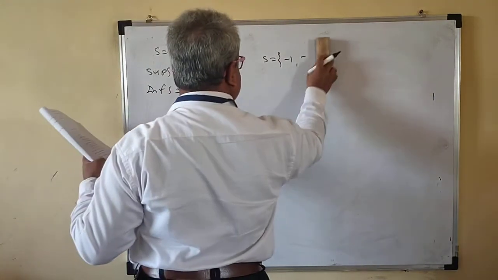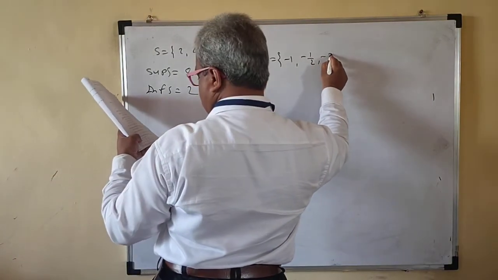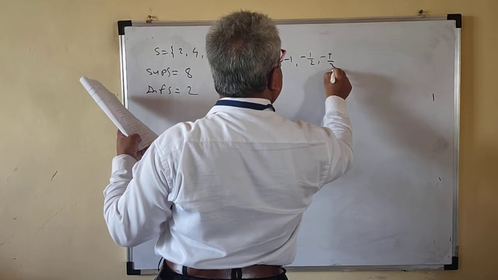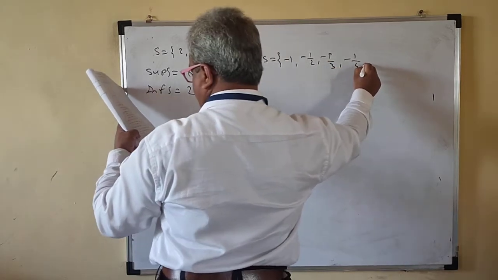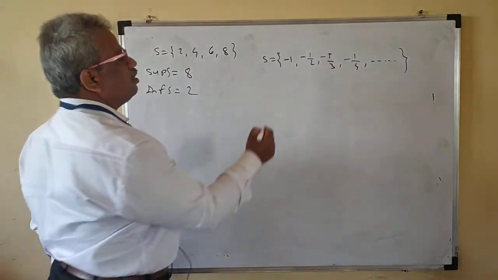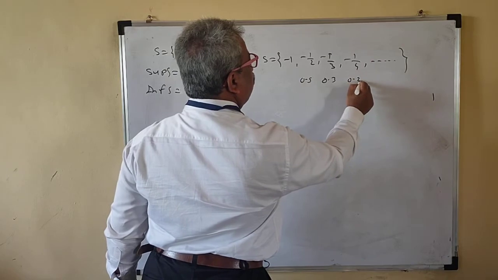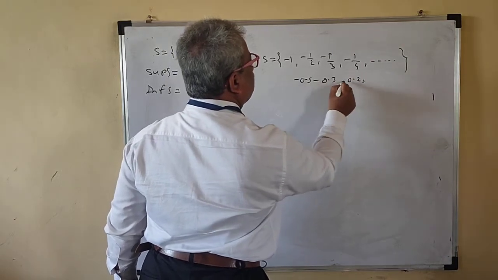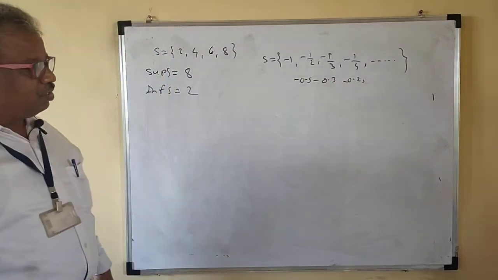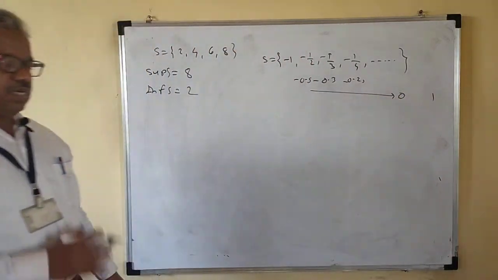Now suppose S is equal to minus 1, minus half, minus 1 by 3, minus 1 by 4, dot dot dot. Now what is this? 0.5. What is this? 0.3, 0.25. But minus. So now these numbers tend to 0.